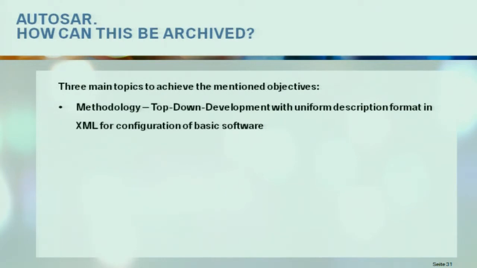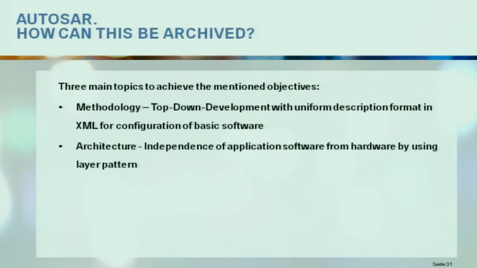So we have the application layer. We have the so-called runtime environment, which is responsible for communicating between the application parts and the operating system. And we have the operating system or the so-called basic software. So this is how it was done, to provide an independent architecture for the application.